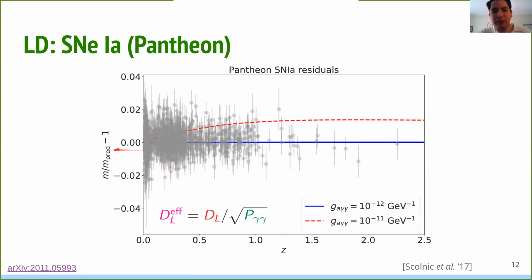And here the color lines are the effects on the luminosity distance from axions. This is the effect from axions with a coupling of 10 to the minus 12 GeV. You can basically see that it agrees with lambda CDM. That's what 0 means. But a much larger value, an order of magnitude larger, 10 to the minus 11 inverse GeV coupling of axions to photons, gives a very strong distortion on the luminosity distance that ends up missing a bunch of points. And you can use this then to put bounds on the coupling to axions.